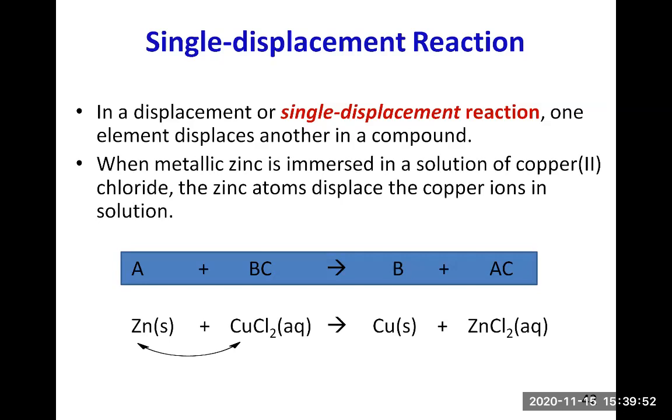So zinc as a solid, as a piece of metal, when it's placed in a copper chloride aqueous solution, zinc will take the place of the copper in the chloride compound. And you will have then copper displaced and becoming a metal solid. And then the zinc will be a cation now and binding to the chloride and making the zinc chloride. So that's a single displacement reaction.